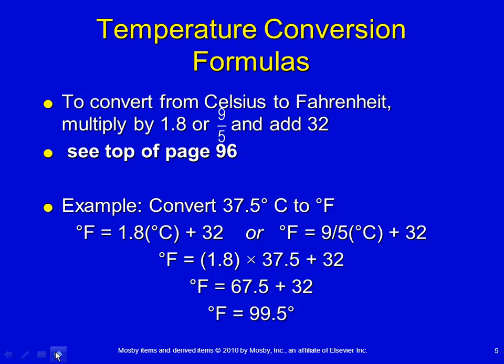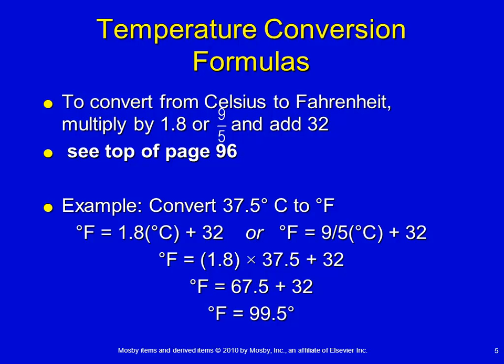Moving on, let's go to page 96. At the top of page 96 is your formula for conversions. These are different than they have been in the past. When you look at your book, you can see that it says to convert from Celsius to Fahrenheit, we multiply by 1.8 or 9/5 and add 32. When you divide 5 into 9, you get 1.8. So that's the same as saying times 9/5.